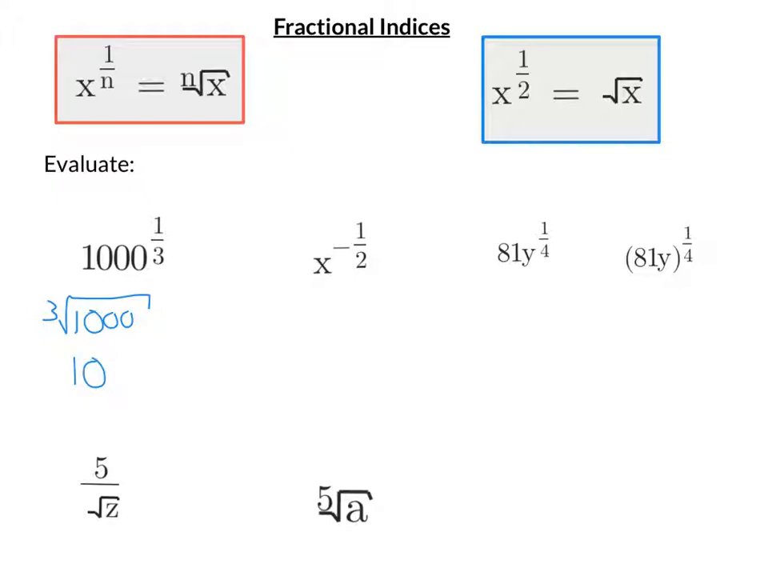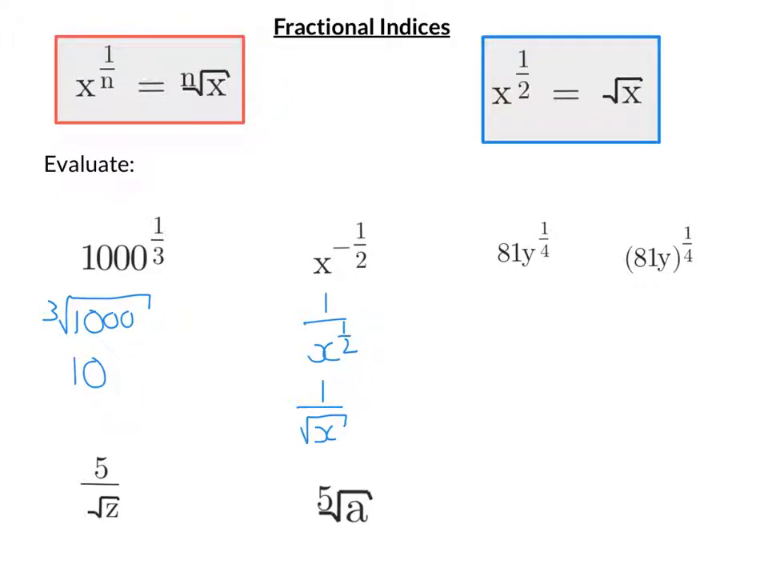Now we've got x to the negative half, so let's deal with that negative first. As we would know from a previous video, that becomes 1 over x to the half. And using the special case over here, anything to the power of a half is just a square root. So this is 1 over the square root of x.